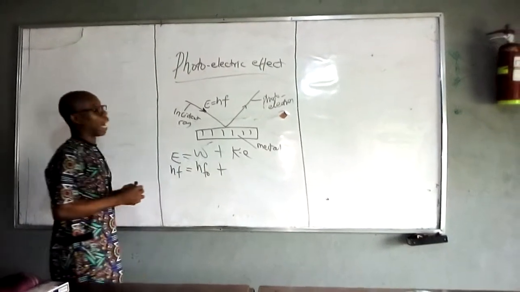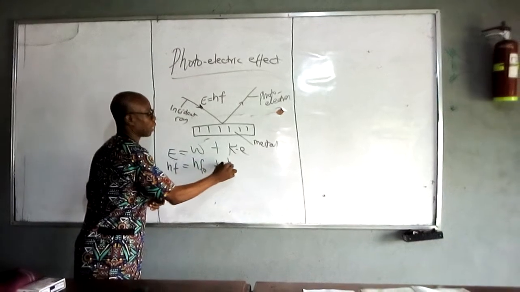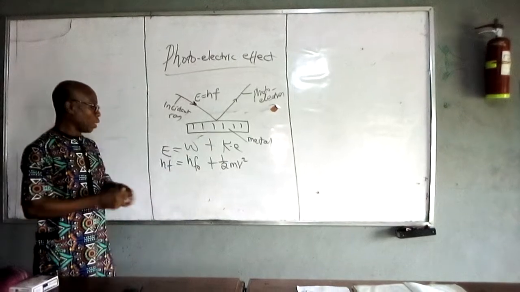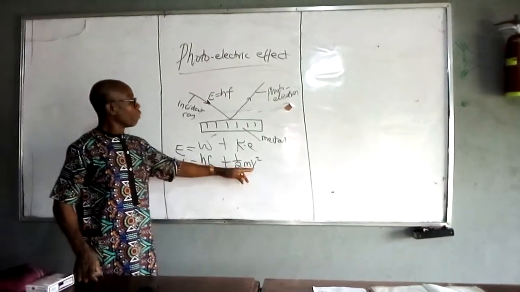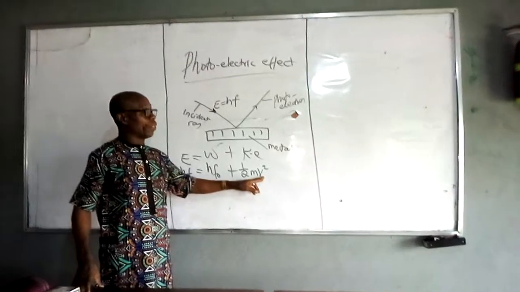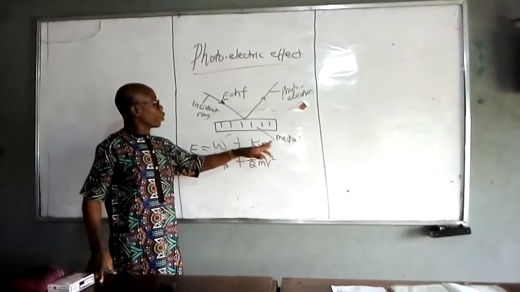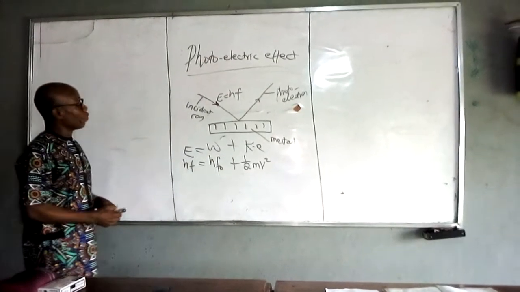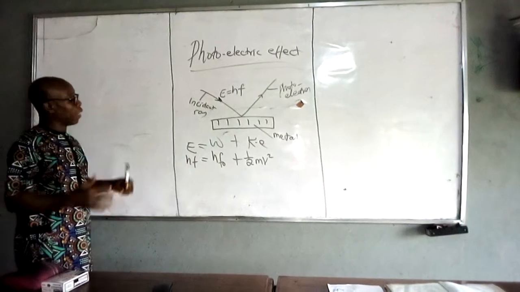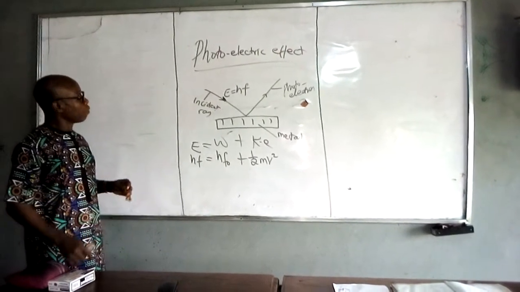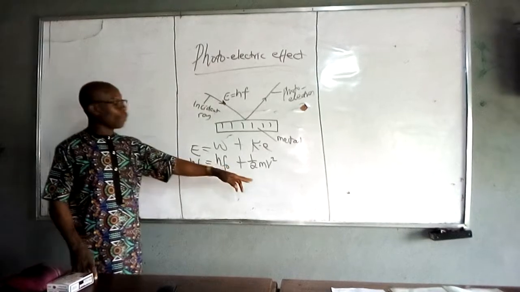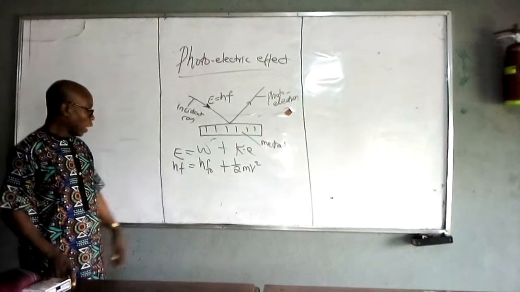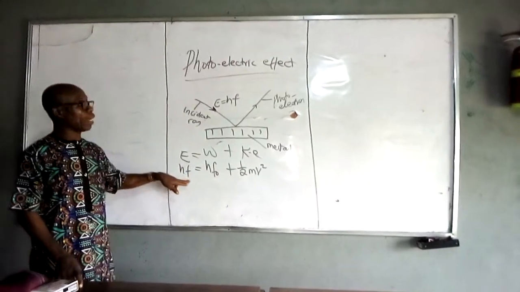Then KE here, which is kinetic energy, is the same thing as half of mv squared. m is the mass of photoelectron, v is the velocity of the photoelectron, v squared is square of that velocity. So experimentally, we can plot a graph of maximum kinetic energy of photoelectrons against frequency of incident light.